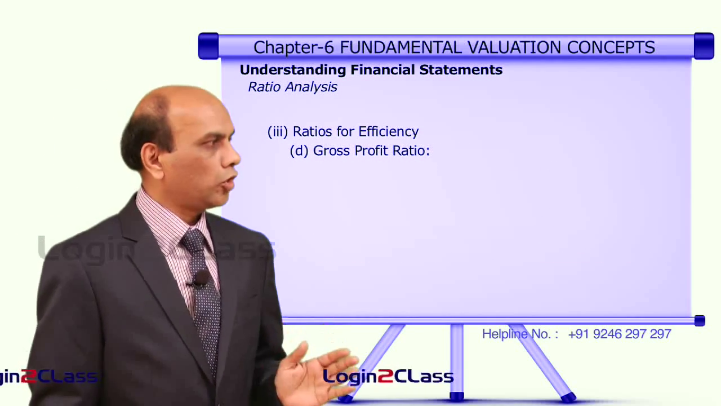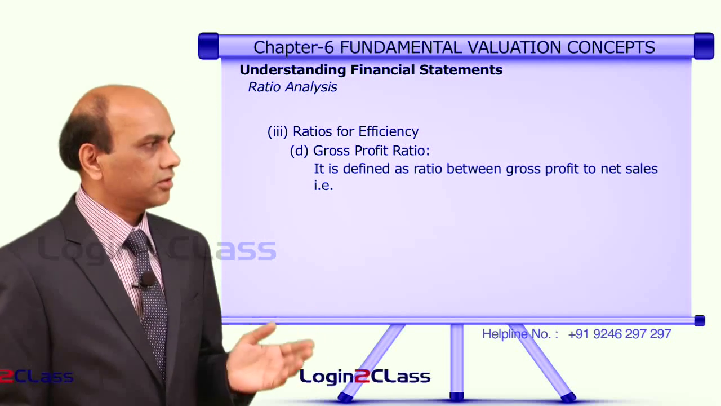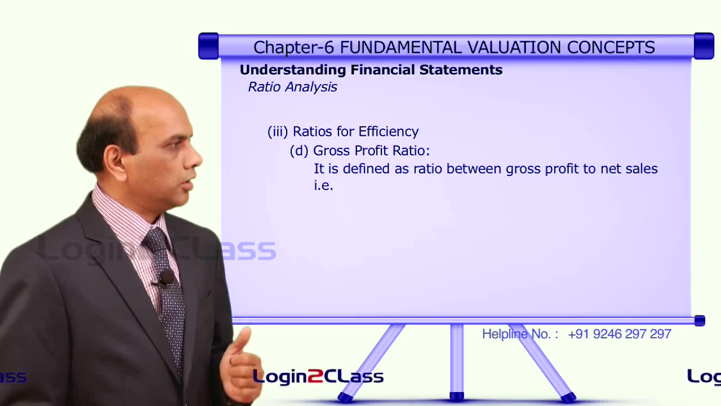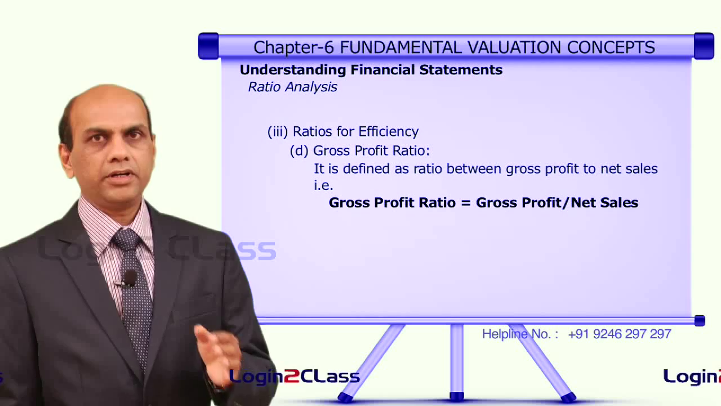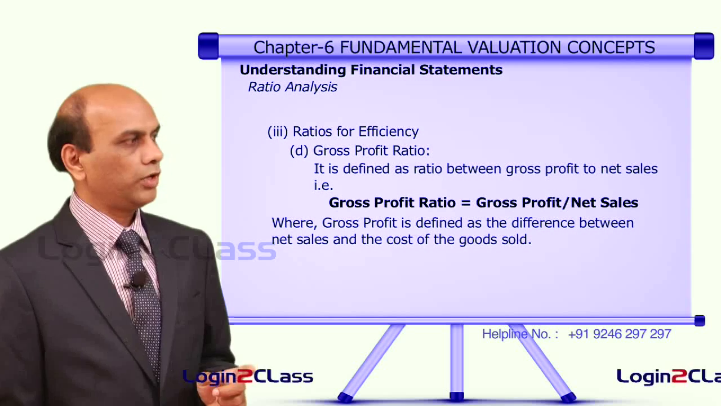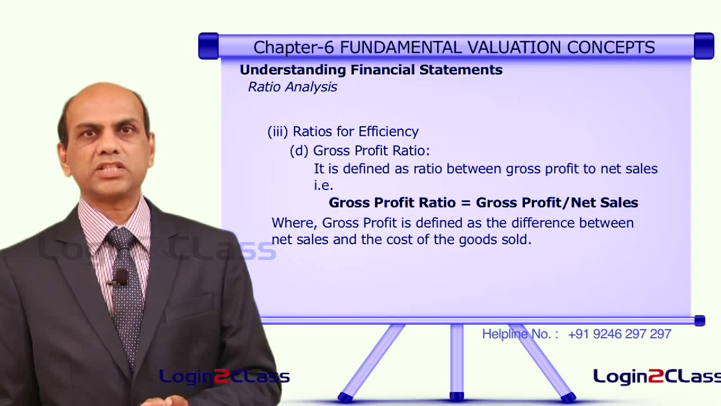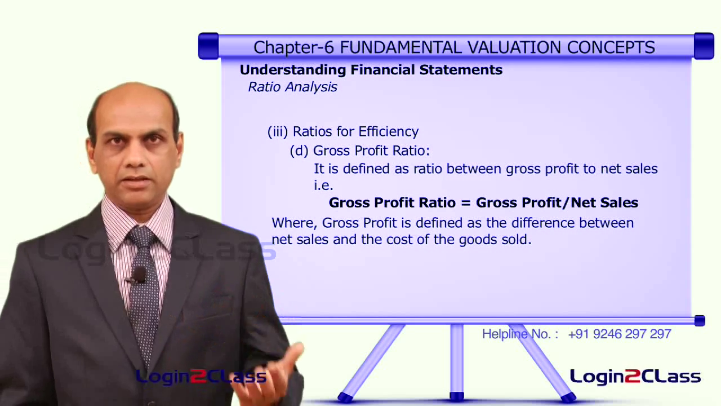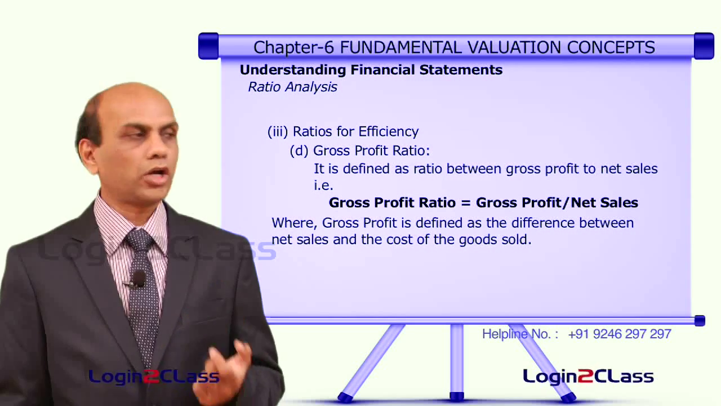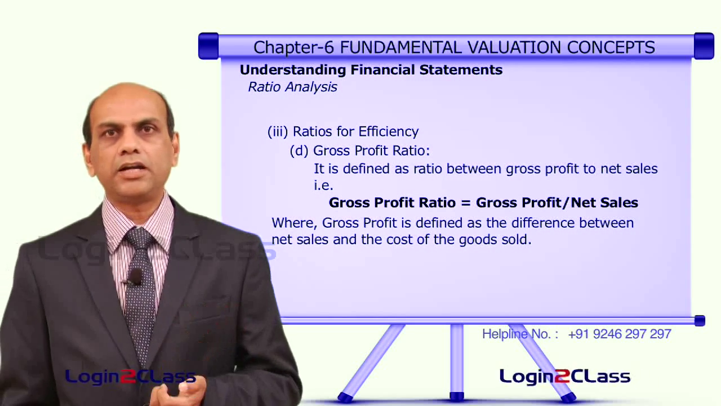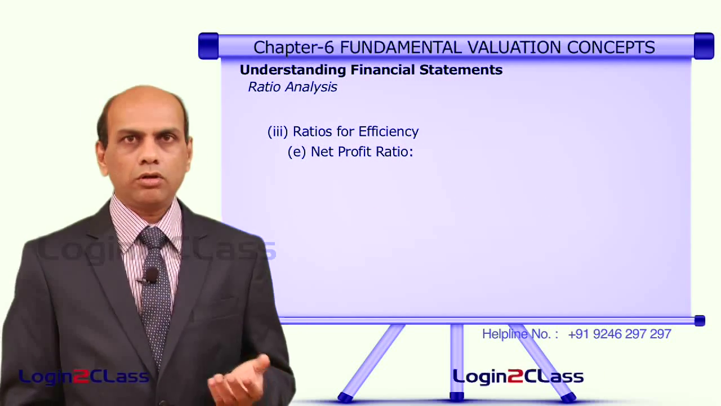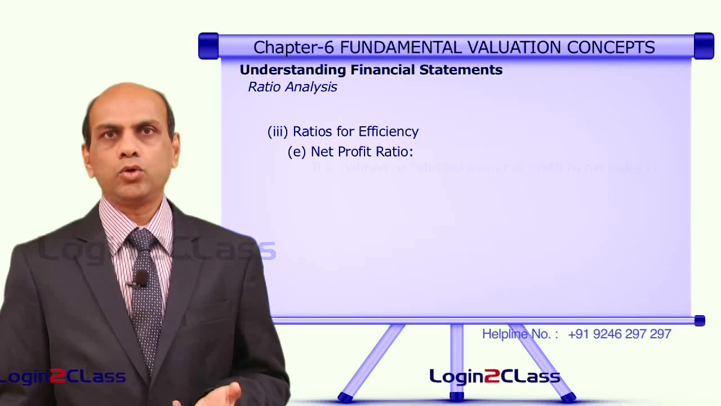The fourth one, gross profit ratio. It is defined as the ratio between gross profit to the net sales they have done during the year. So, gross profit ratio is equal to gross profit divided by net sales. Gross profit is defined as difference between net sales and cost of goods sold. If we take the net sales value and you subtract the cost of the goods sold, we will get the gross profit. This gross profit divided by net sales will give the gross profit ratio. Higher the gross profit ratio, better is the return on the sales they are doing.